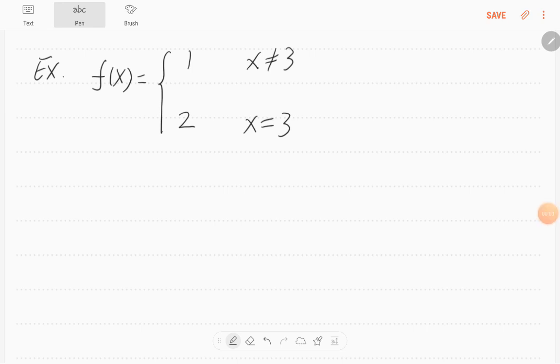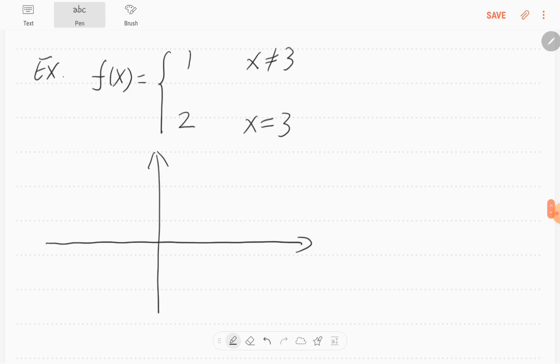Now let's look at more examples about the limit from the graph, finding the limits from graph. Okay, so this is the example that f of x equals 1 when x is not equal to 3. When x equals 3, it's equal to 2. So the graph will be this one.